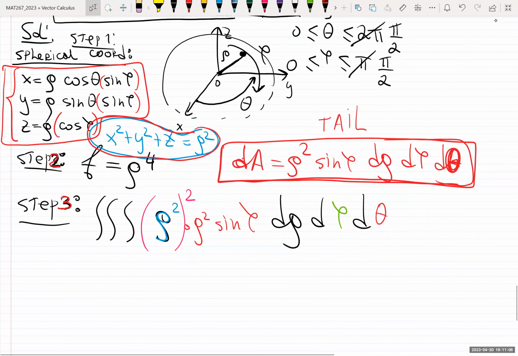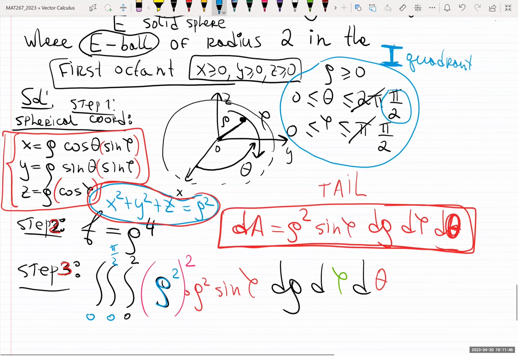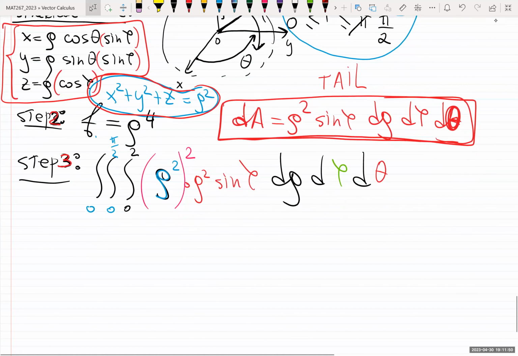And theta is from 0, should be 2 pi, but again, the first quadrant, so it's from 0 to pi over 2. So now you integrate quickly.